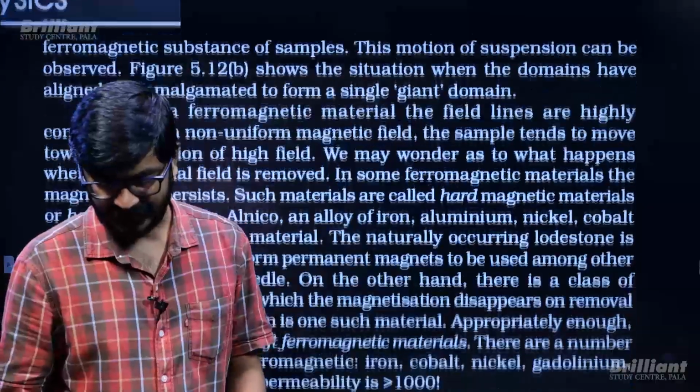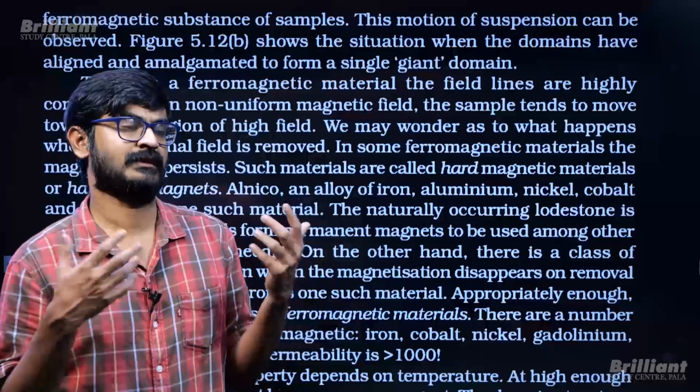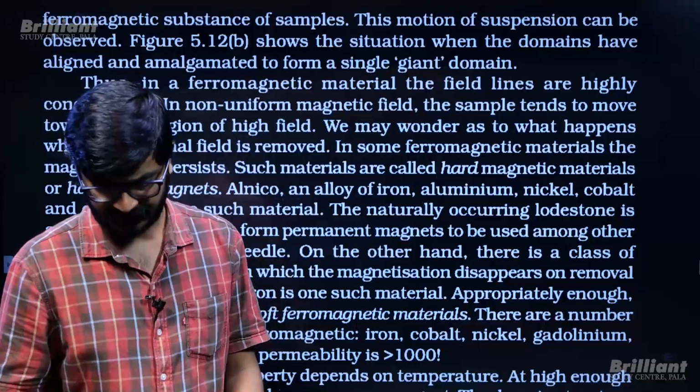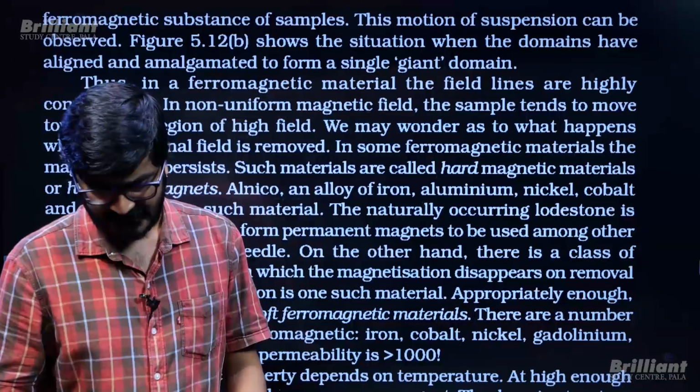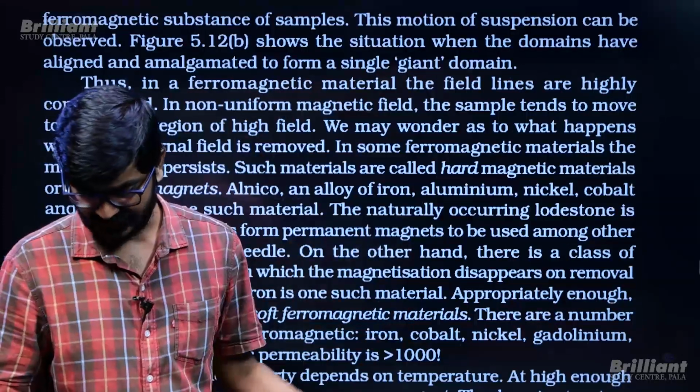Thus, in a ferromagnetic material, the field lines are highly concentrated. So it's like paramagnetism only. Now, in fact, even more magnetism will be induced. In a non-uniform magnetic field, the sample tends to move towards the region of high field, just like paramagnetic materials.